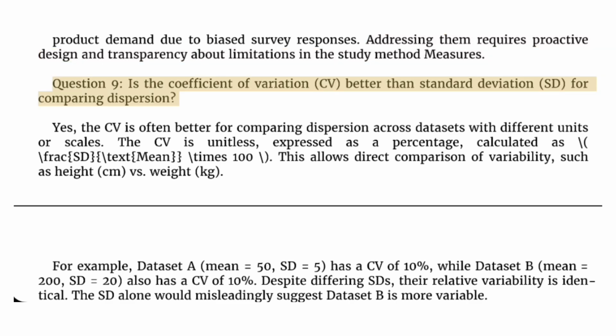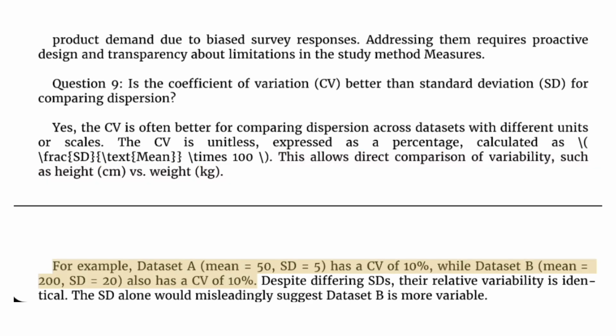Question 9. Is the coefficient of variation CV better than standard deviation SD for comparing dispersion? Yes, the CV is often better for comparing dispersion across datasets with different units or scales. The CV is unitless, expressed as a percentage, calculated as SD divided by mean times 100. This allows direct comparison of variability, such as height in cm versus weight in kilograms.